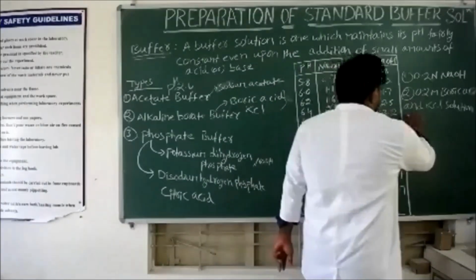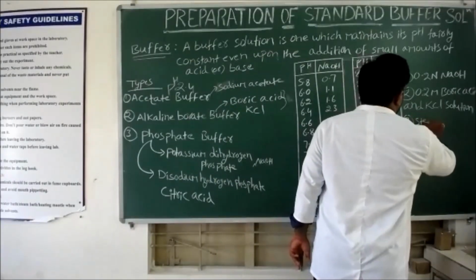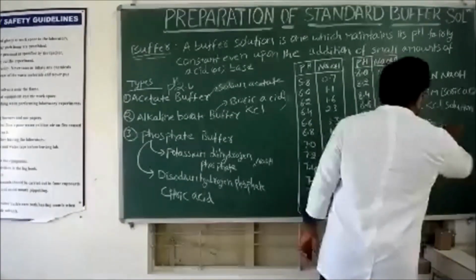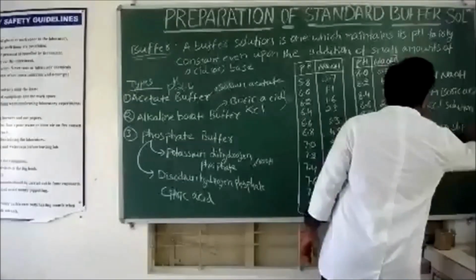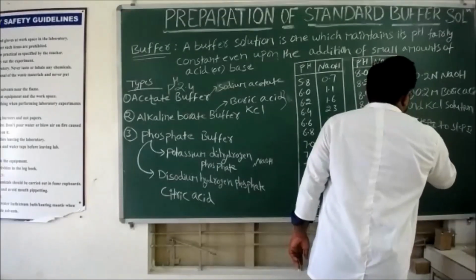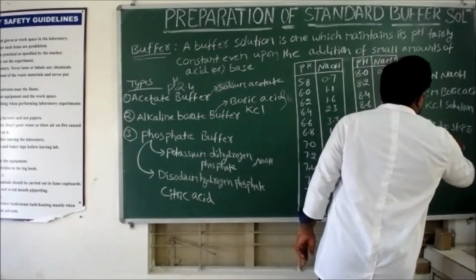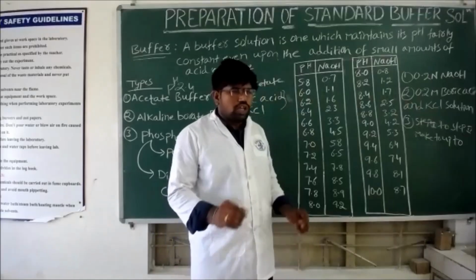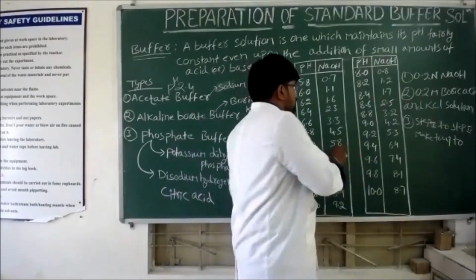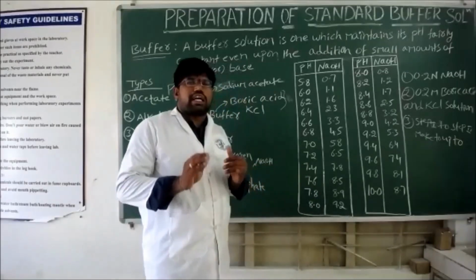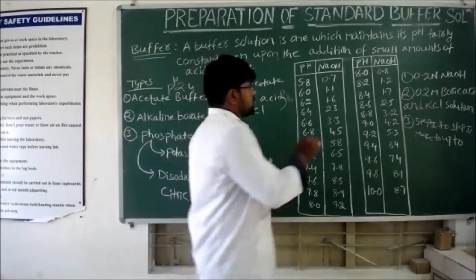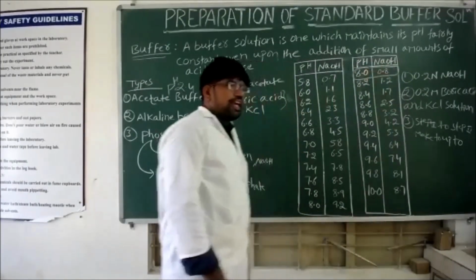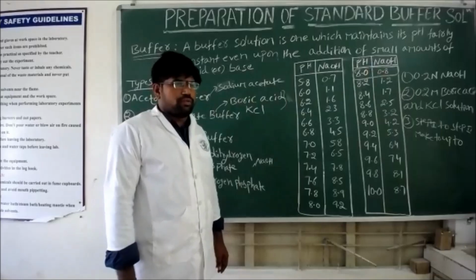Step 3 is the addition of step 1 to step 2, and make up to the final volume with the distilled water. So I will take one example. My task first is to prepare the alkaline borate buffer with pH 8.0. So I want to prepare 8 pH alkaline borate buffer.